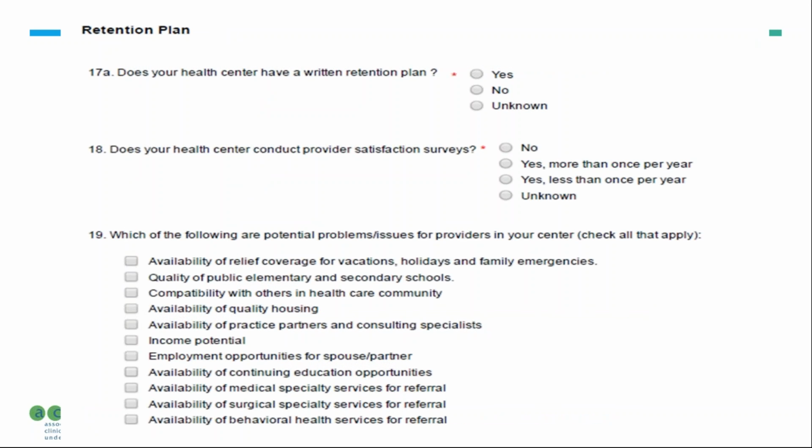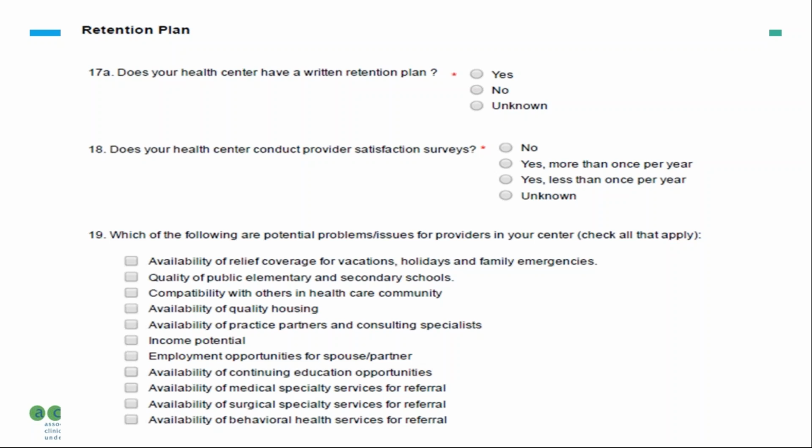Retention plan, similar. Do you have a written retention plan? It could be part of your recruitment plan. Typically, they would be in the same document. Would make sense because there's a lot of overlap. And does your health center conduct provider satisfaction surveys? So that would be something considered part of the retention plan, seeing if your provider staff are satisfied and finding out if they're not, why. So this is looking at your frequency.